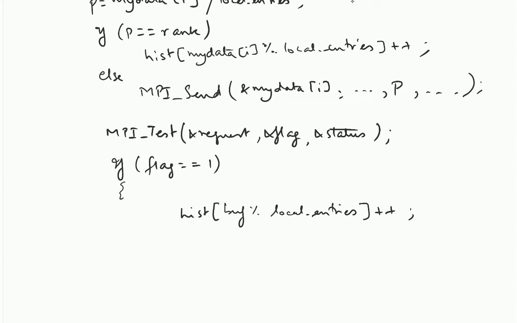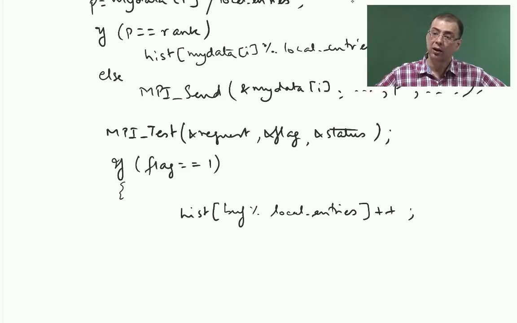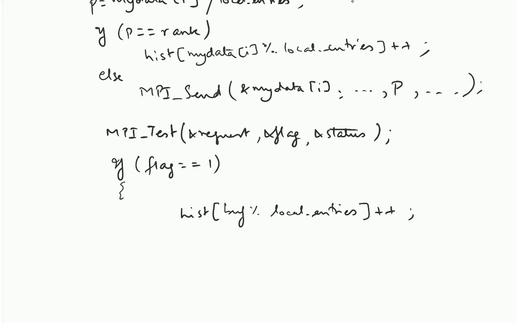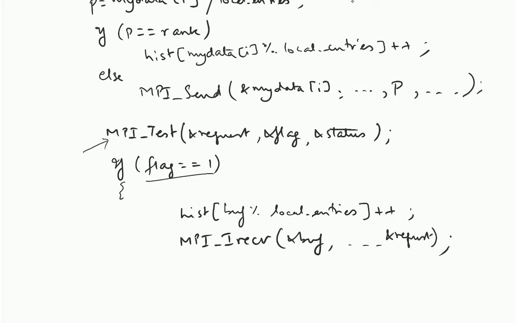Now what else do I have to do? Now I have to post another receive, because that receive is done, that non-blocking call is over, but I have to receive more data. So I am going to post another MPI_Irecv, exactly same as before, ampersand buff, source any, and so on. The same request, I'll use the same request, because the moment this MPI_Test said flag is equal to 1, that request is done, that request is over. So that request variable is free now.